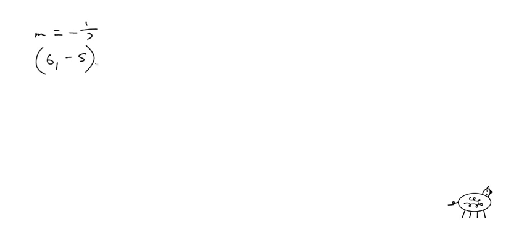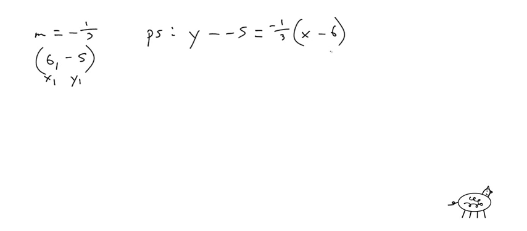All right, so let's plug it in, right? That's your x1, that's your y1. So point slope is going to be y minus a negative 5 equals m, which is negative 1/3, times x minus x1, or x minus 6. Change that to plus. So it's y plus 5 equals negative 1/3 times x minus 6. There you go. That's point slope form, math fans.